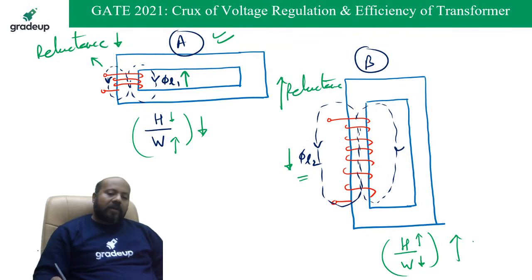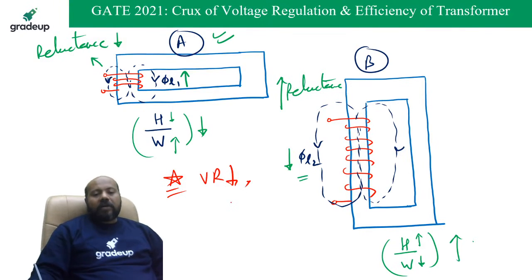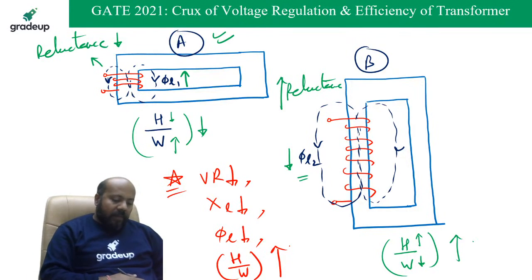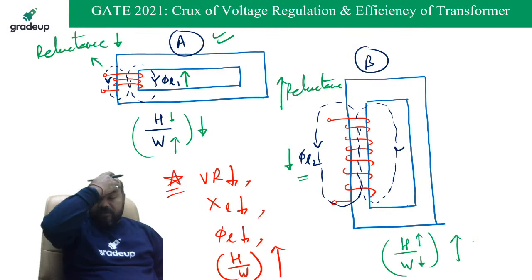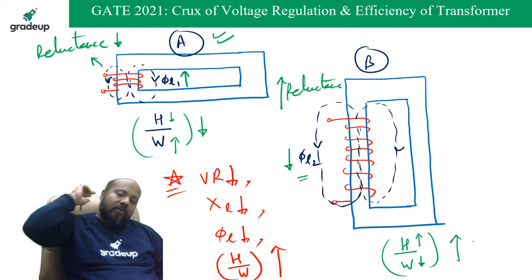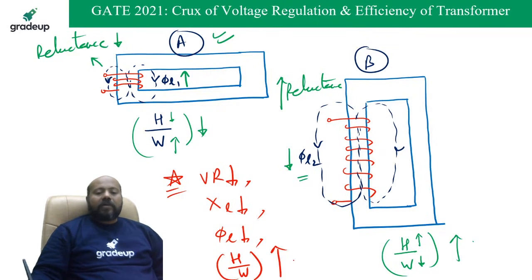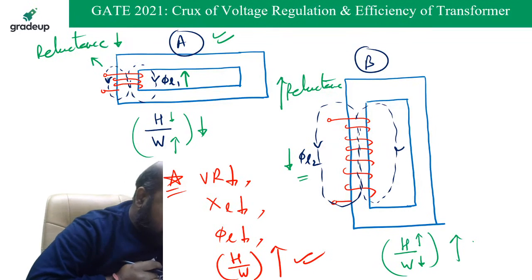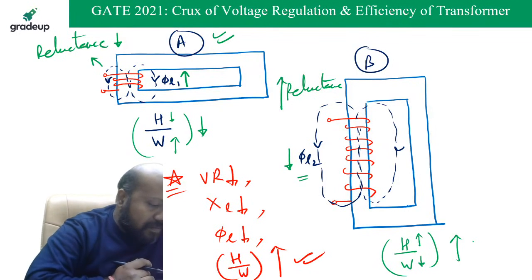So now you can say for less voltage regulation, leakage flux should be less, or you can say height to width ratio of the core type transformer should be, yes, Achyut, you are right. In B case, the flux is going to be less. The height to width ratio of the core should be very, very high. Are you getting this idea clear in your mind? Tell me yes or no. Everyone.